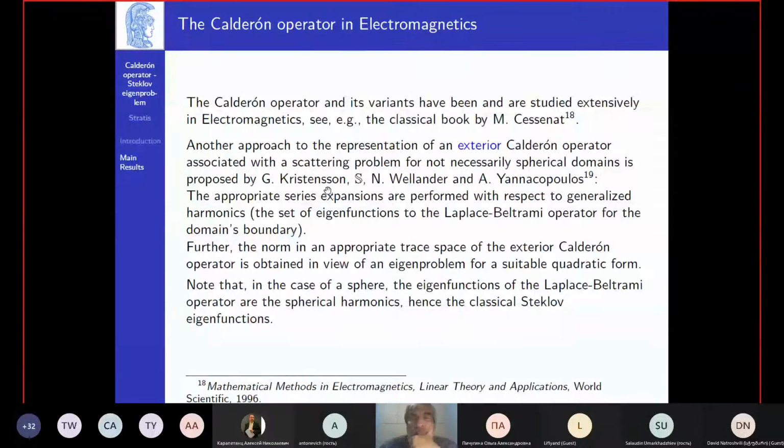Right. So as I mentioned, the Calderón operator is studied up till now extensively in electromagnetics.